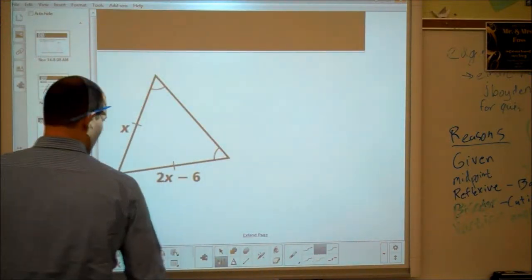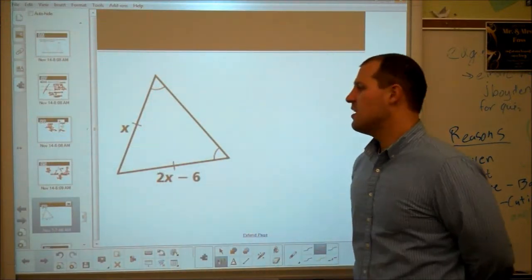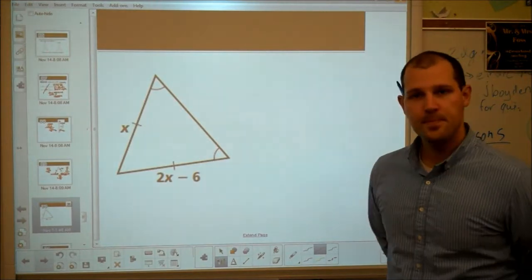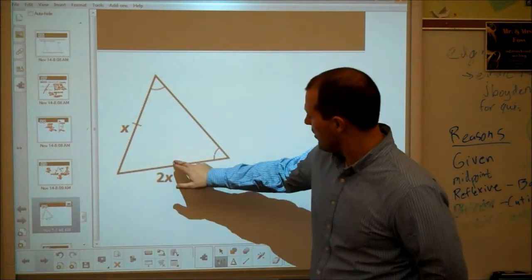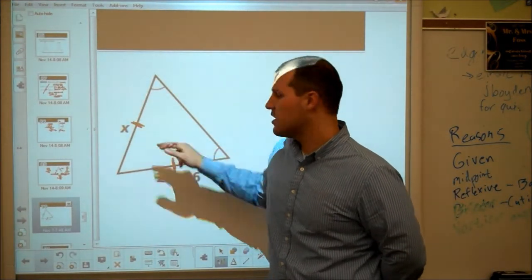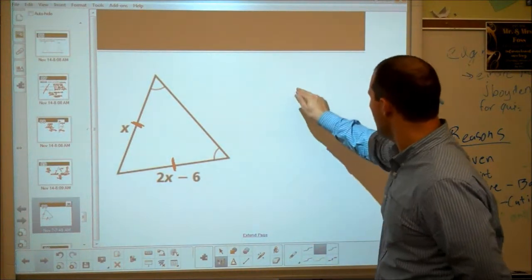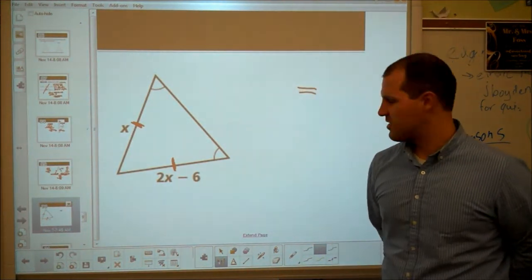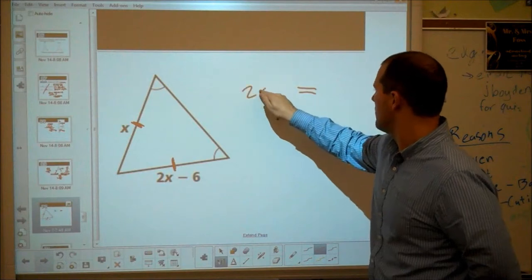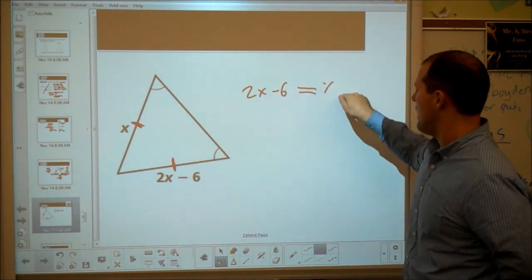Okay, let's try this one. Again, pause, get the picture down. Okay, and I'm noticing right here, little tick mark, it tells me those things are the same. We're very lucky that in mathematics we have a symbol that means things are the same. And so 2x minus 6 equals x.